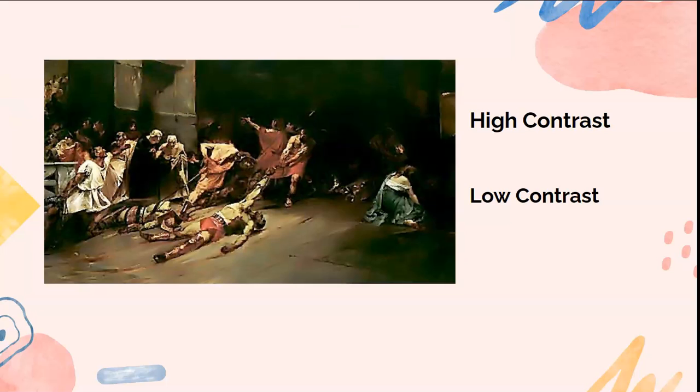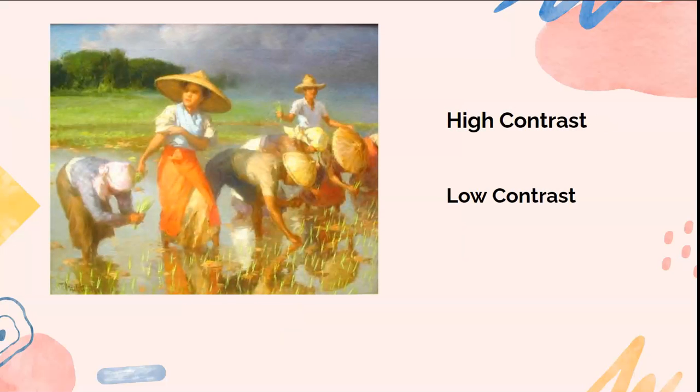What do you think is the contrast shown here? High or low? This is actually a painting by a Filipino artist, Juan Luna, called Spoliarium, which he painted during the Spanish colonial period in the Philippines. This is an example of high contrast. In here, we see dark black value that is next to bright white shown in the colors of the people in the figure. Let's go to the next one.